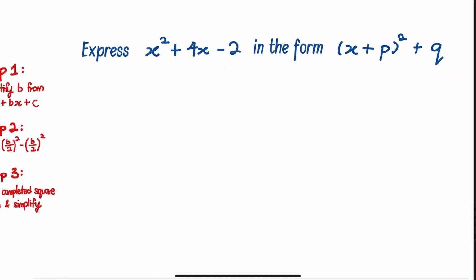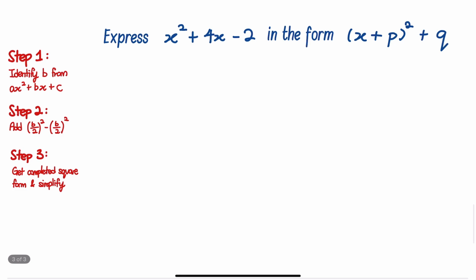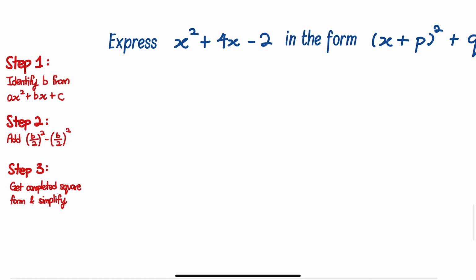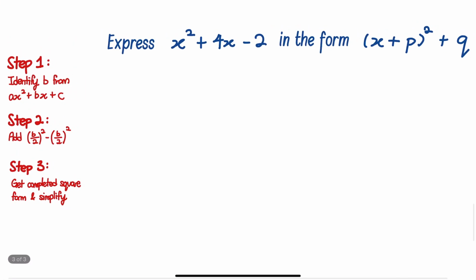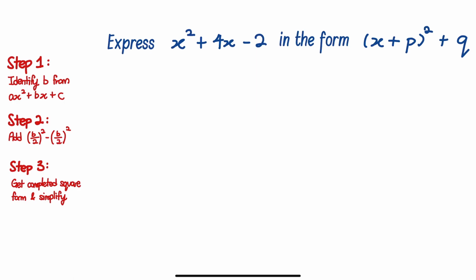You can follow these same steps whenever you want to complete the square. Step 1: Identify b from the general quadratic expression ax squared plus bx plus c. If I compare the general quadratic expression to this one, you'll notice that my b, which is the coefficient of x, is simply 4. So we'll write it down very clearly over here. In this case, my b is equal to positive 4.